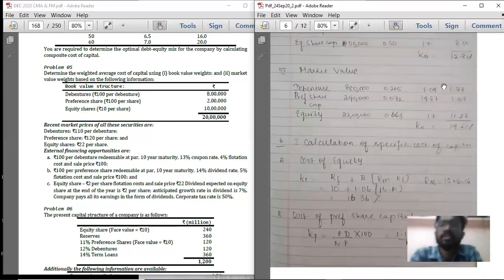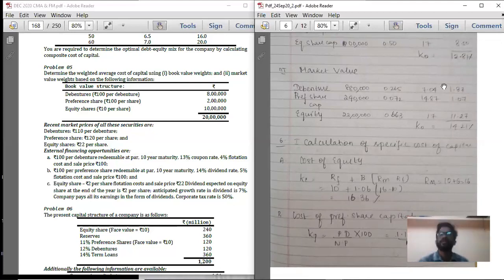Now below that, take down statement number 3. Leave one line gap and take down statement number 3. Put the heading market value. Same, divide the column into 5 column table. That is first column sources, second column MV, third column weights, fourth column KS, and fifth column product. Below the sources record debentures, below that preference share capital, and below that equity.